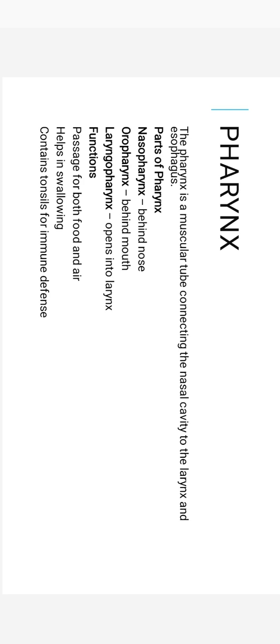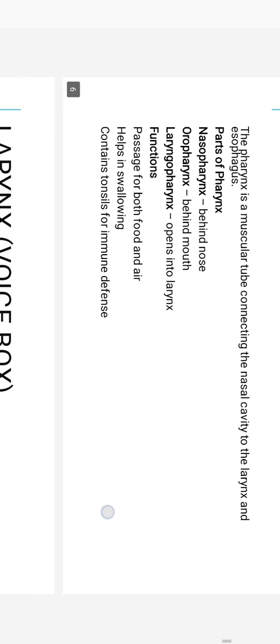Another important feature of the pharynx is the presence of tonsils. Tonsils act as a defense mechanism and help protect the body from infections by trapping harmful microorganisms. Thus, the pharynx plays a role in respiration, digestion, and immunity.